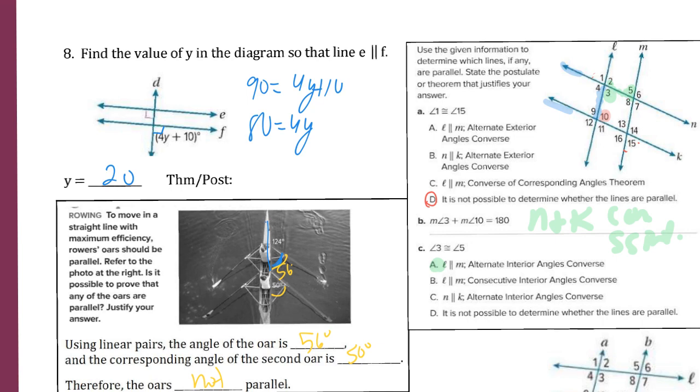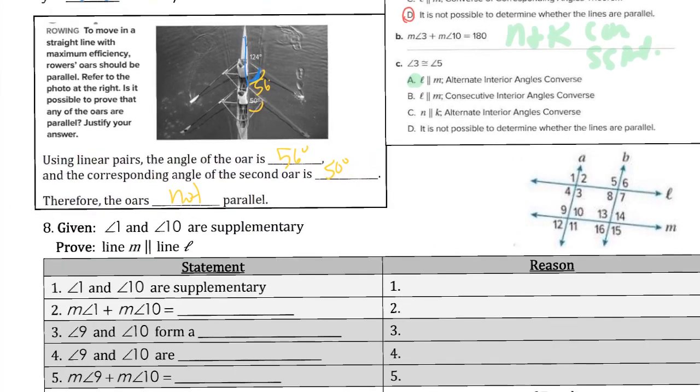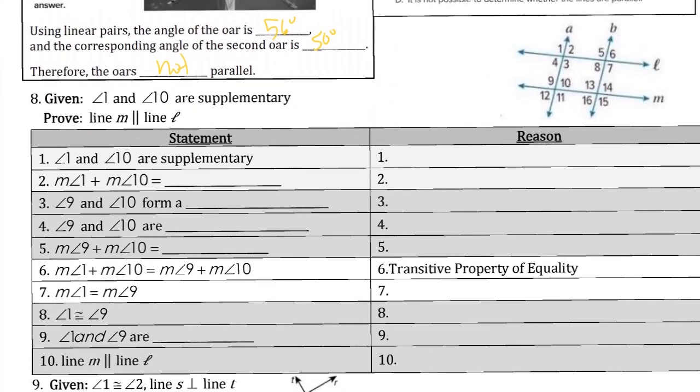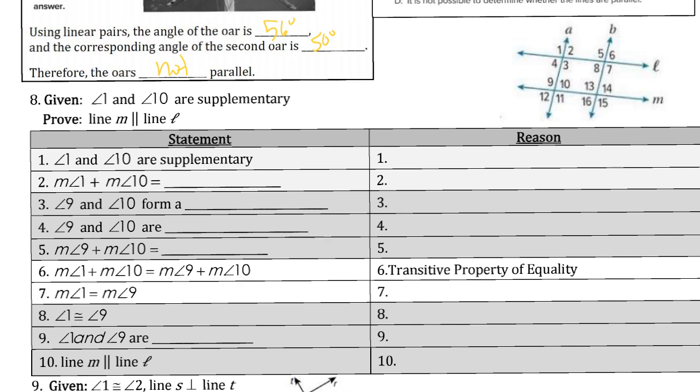So we're kind of learning to look at a diagram and say, if the angles are numerically special together, can you tell if the lines will be parallel, yes or no? Okay, and so we'll do 2 proofs. First thing is angle 1 and 10 are supplementary, that's given.